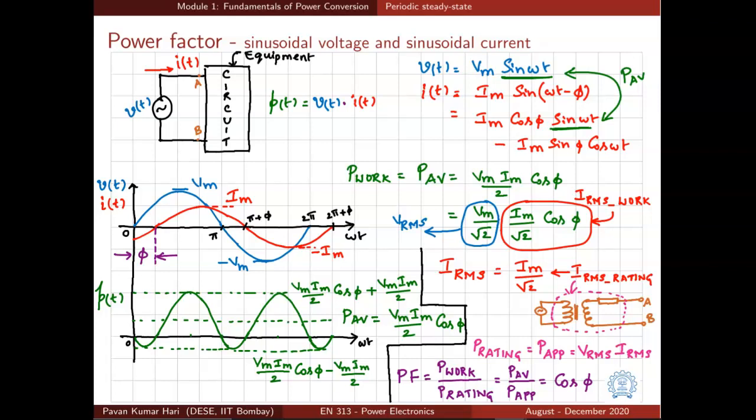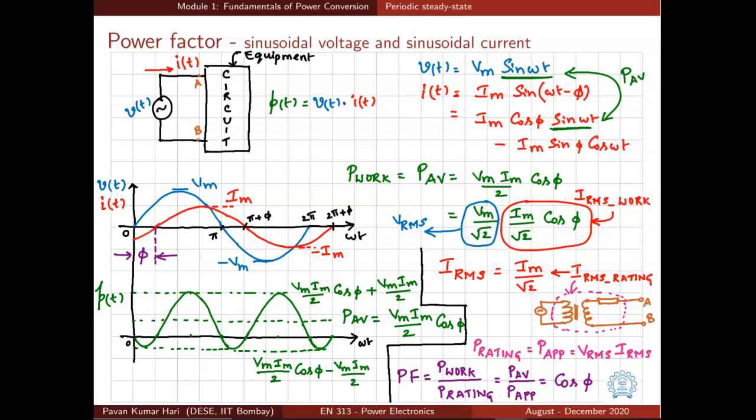this equipment draws some current I of t, and the waveforms of voltage and current V of t and I of t are shown here. The waveform of voltage V of t is shown in blue color, and the waveform of current I of t is shown in red color, and both of them are varying sinusoidally.